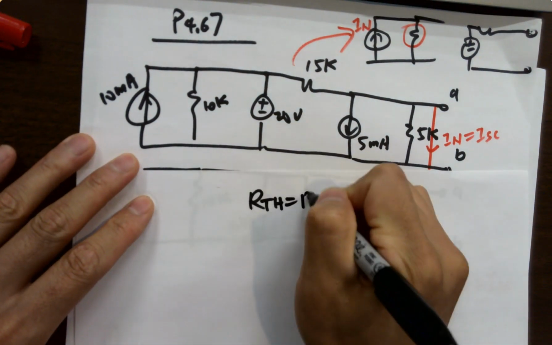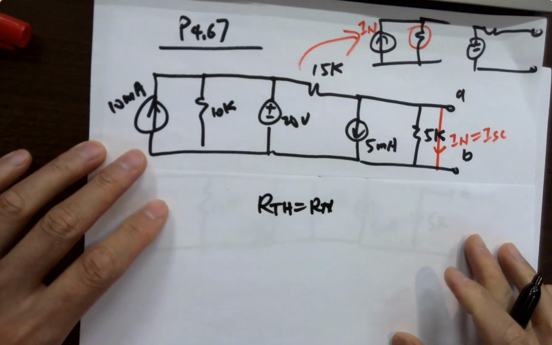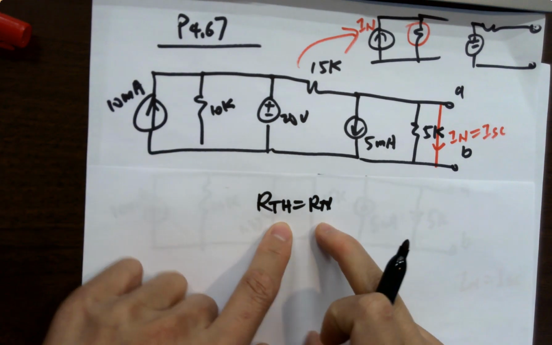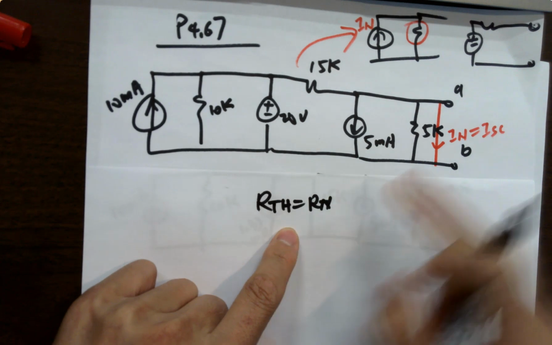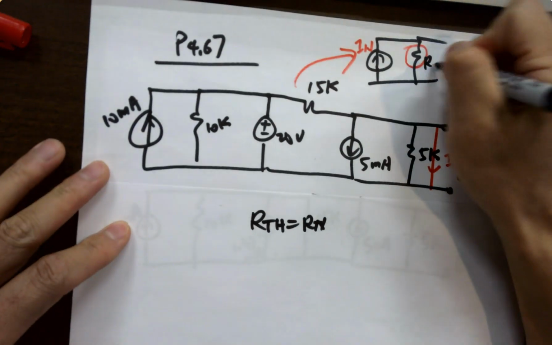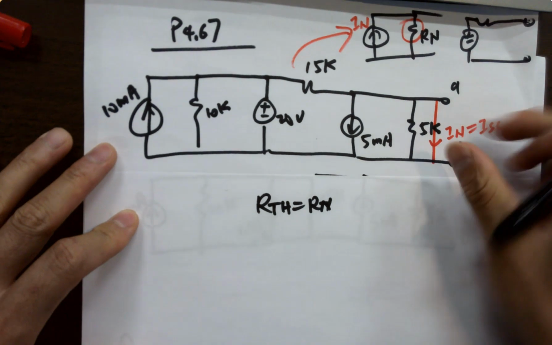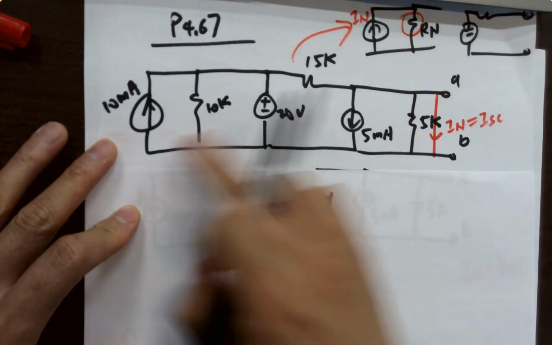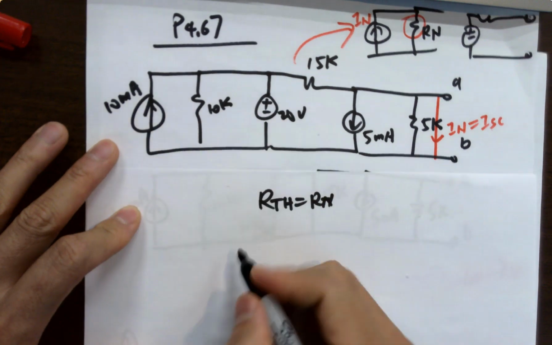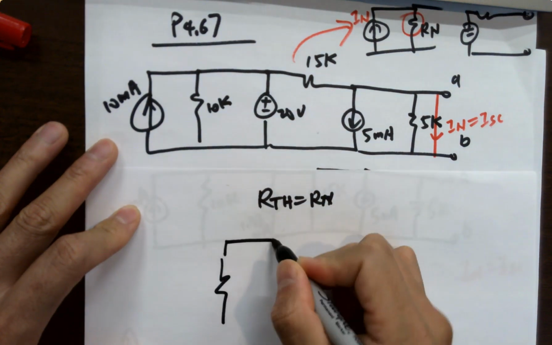Okay, does that click at all? This is something we learned, right? So now let's try to find it. This is RN because it's Norton's resistance. Doesn't matter. It's going to be the same resistance. Okay, that's the original circuit, right? Disconnect and short.